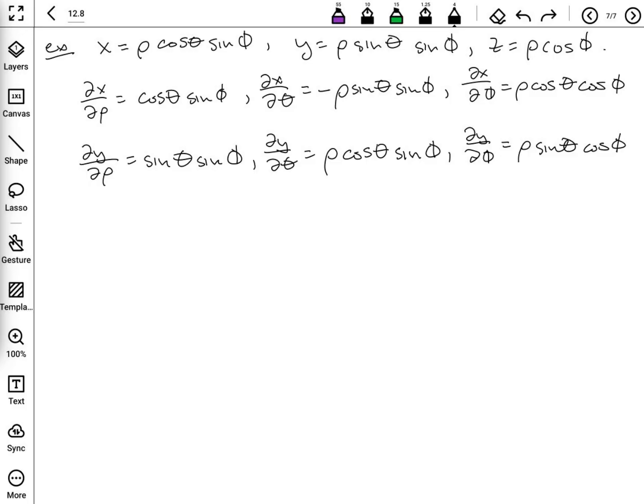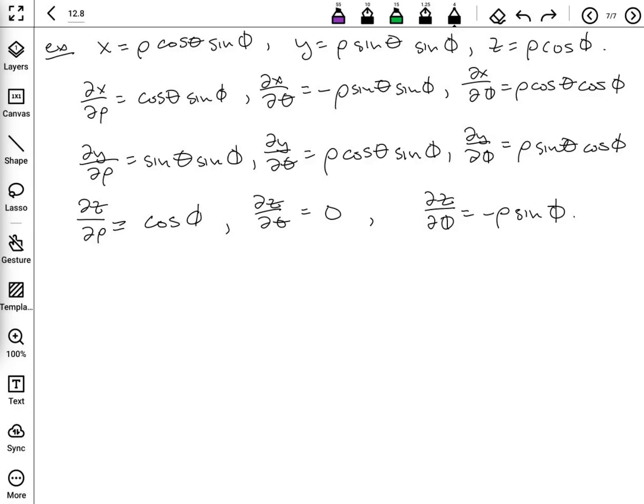Okay, and then finally z. This one's going to be easier because there's no theta in it. So dz d rho is just going to give us our cosine phi. Then dz d theta, because there is no theta, its derivative is 0. So it's like the derivative of 1 with respect to x is 0. Derivative of rho cosine phi, because there's no theta, is 0. And then dz d phi is going to be cosine switches to minus rho sine phi.